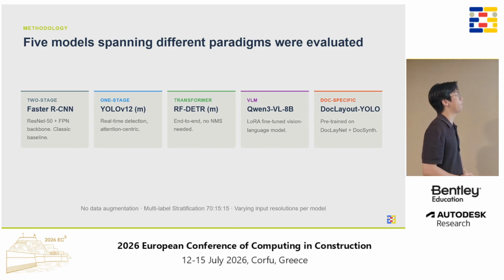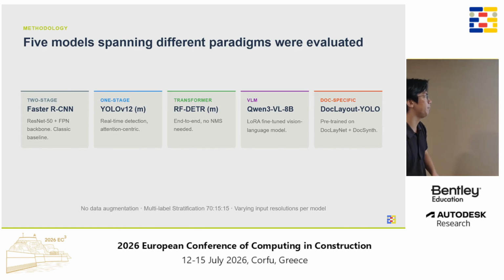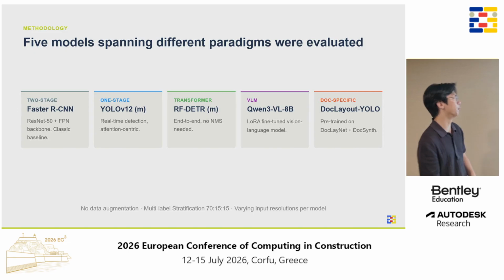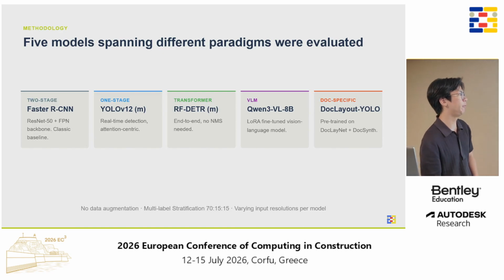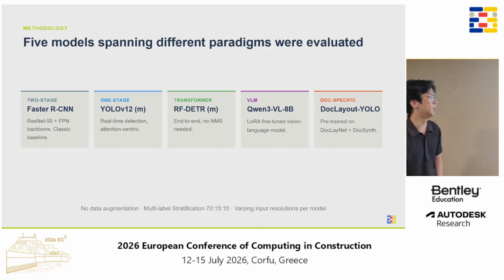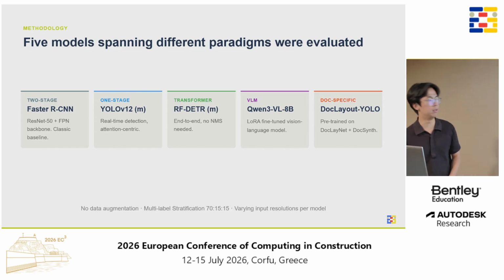And in this work, we benchmarked 5 models spanning different paradigms. So we have the traditional 2-stage Faster R-CNN, and also YOLOv12, which is a representative of 1-stage. We have the latest detection transformer, the DETR, and we also tested some open-source vision language models, and one general document model, specifically DocLayout-YOLO, which is designed for general documents.